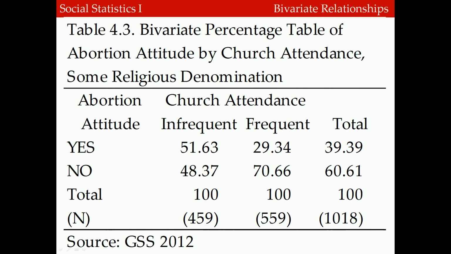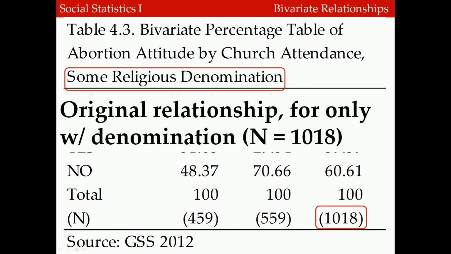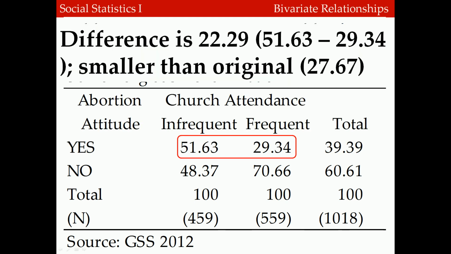Now let's look at those people who have a religious preference, those people who have some kind of religious denomination. And there's 1,018 of them. And so we can see here that the percent difference is a little bit weaker than the original. For those people who have a religious preference, it looks like 51% of them who infrequently attend church support abortion, whereas 29% of them who frequently attend church support abortion. And so that difference is about 22% when we do the arithmetic. And that's actually smaller than the original.